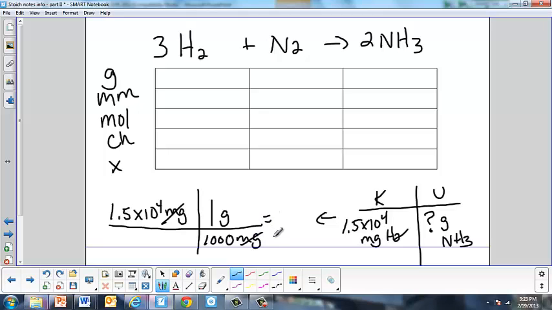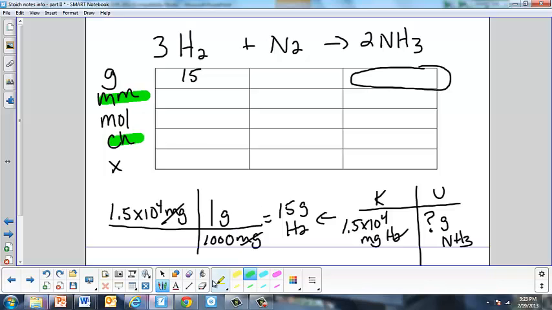So if I take 1.5 times 10 to the fourth, divide it by 1,000, I get 15 grams of hydrogen to start with. So I'm going to go ahead and put my 15 grams up here. What I'm looking for is my grams of ammonia. So, what do I know? Well, the other stuff that I know is I also know the molar masses and I know the changes. So I can go ahead and put those in.